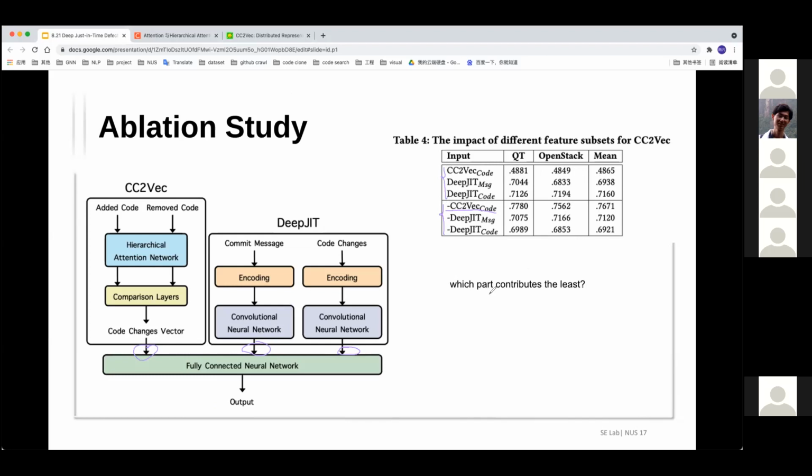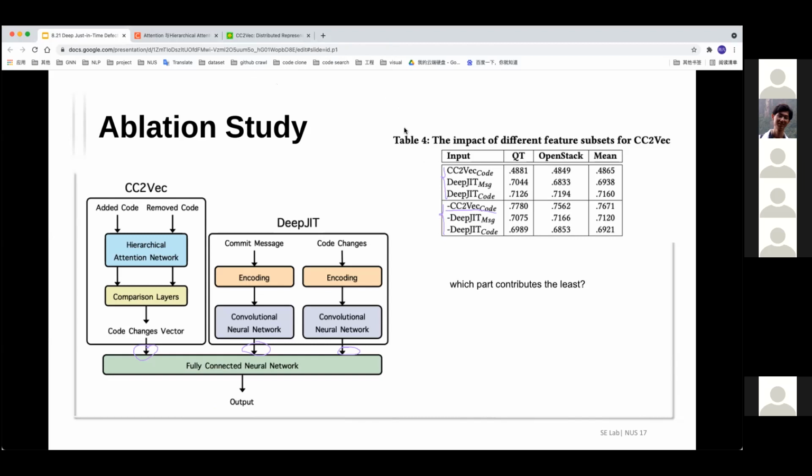Here is a simple question. Could you analyze this data and find which part contributes the least? Anyone would like to have a try? You can just check the data. Maybe Xianling.